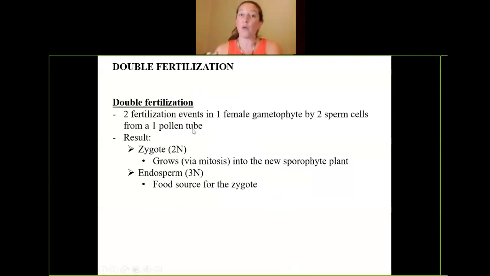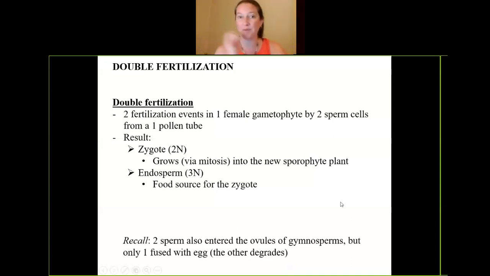So we call this thing that happens in angiosperms double fertilization, because you have 2 fertilization events happening in one female gametophyte by 2 sperm cells. The first sperm cell fuses with an egg to make the 2N zygote, which will grow into the new sporophyte plant. The other sperm cell fuses with the polar nuclei to make the food source for the growing baby plant, which we call endosperm.